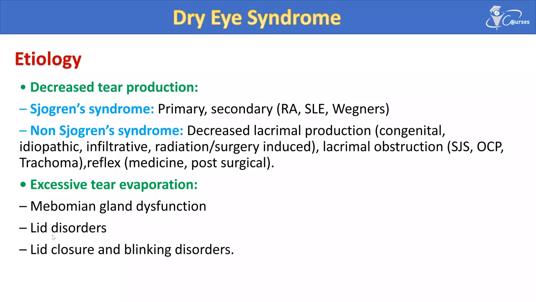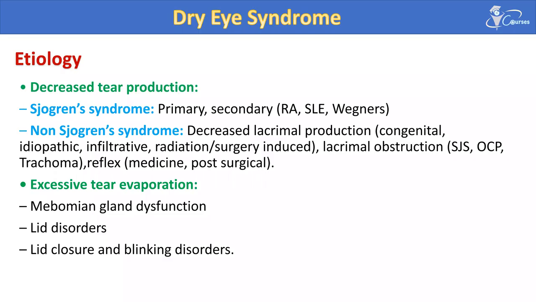Also, if there are lid disorders causing excessive tear evaporation, like cicatricial ectropion, for example, with overflow of tears over the cheek, lid closure and blinking disorders, like a coloboma or any defect in the lid, any abnormality in blinking will also cause excessive tear evaporation.